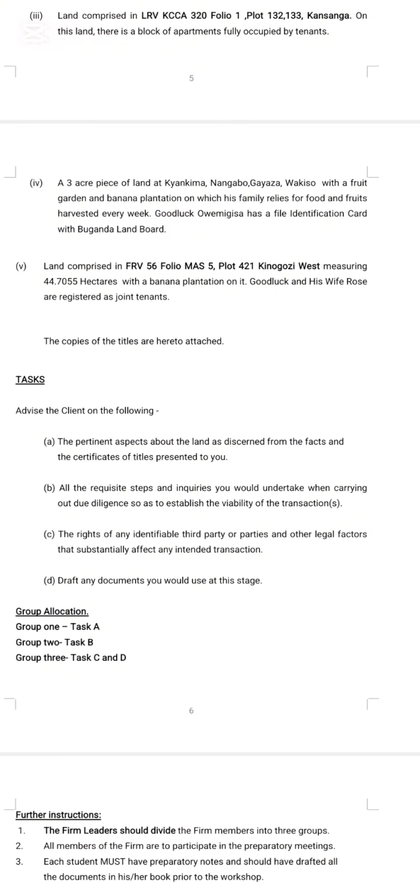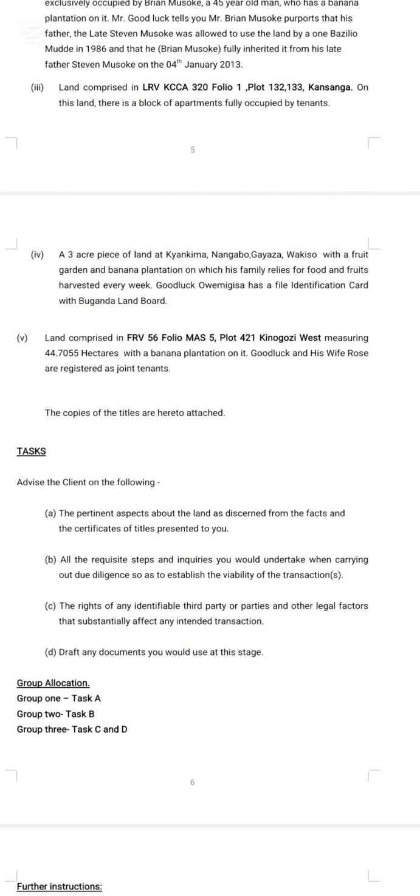Then the last, land comprised in freehold, measuring 70 acres with a banana plantation on it. Goodluck and his wife Rose are registered as joint tenants. So basically these are joint tenants, and we know the laws governing joint tenants, that you cannot deal in land which is owned by joint tenants without the consent of the other tenant.